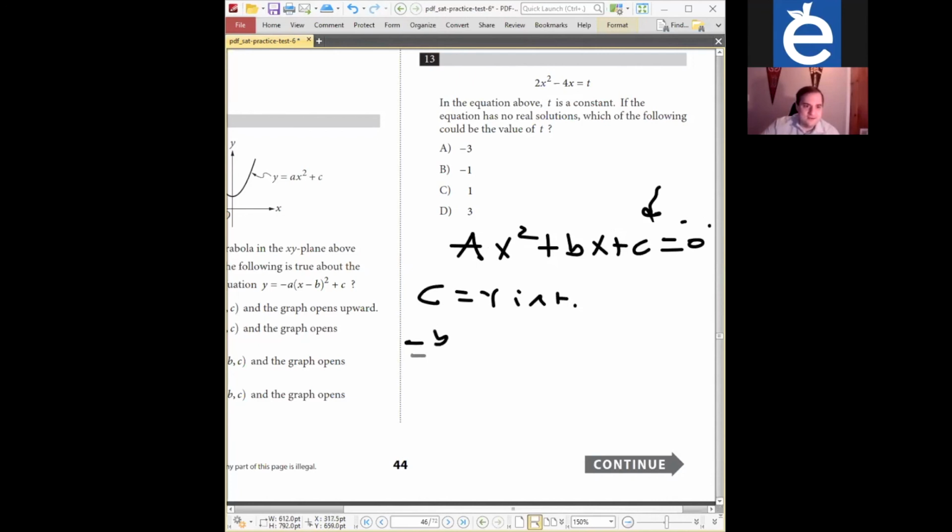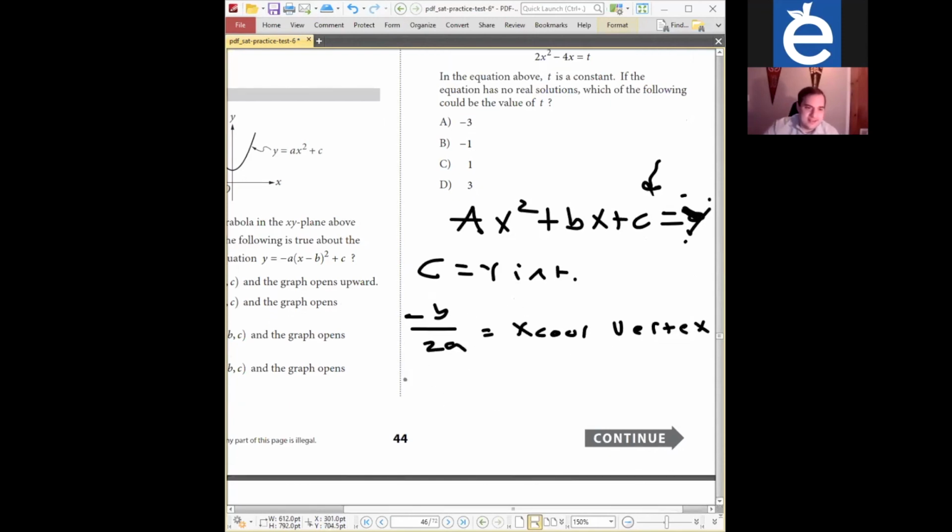Negative b over 2a, that is the x coordinate of the vertex, right? You don't need to factor it out to figure out what the x coordinate of the vertex is. It's just negative b over 2a. The way you would finish solving for the vertex is you'd take that value, plug it back into x, and it would spit out y. Actually, let's just make that y for the purposes of right now.